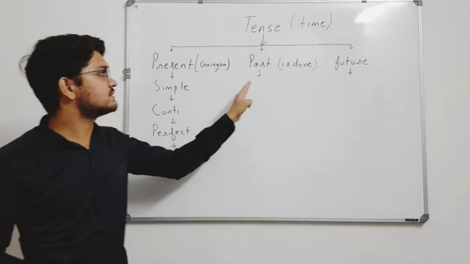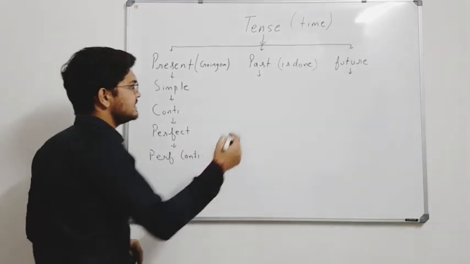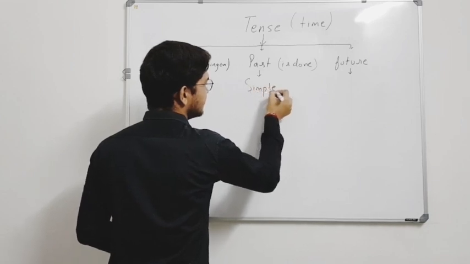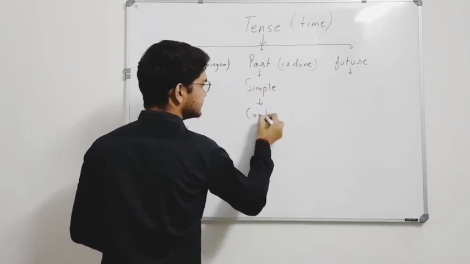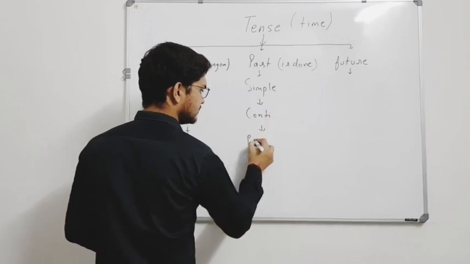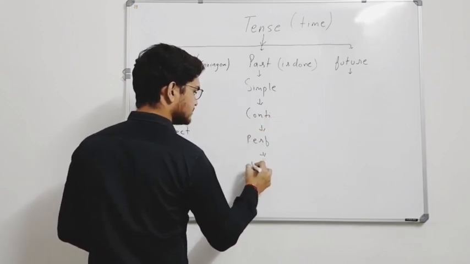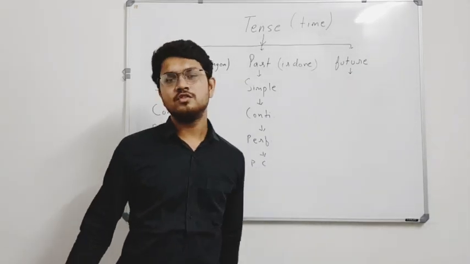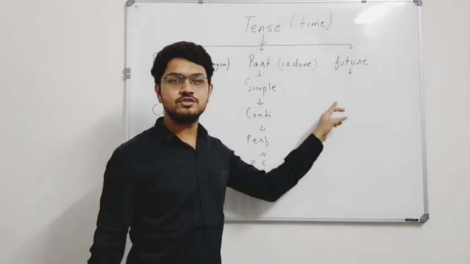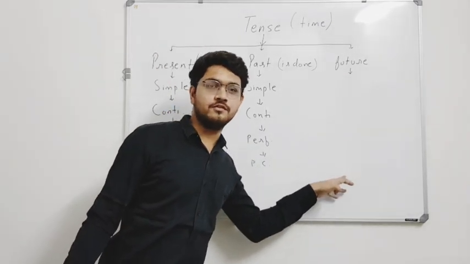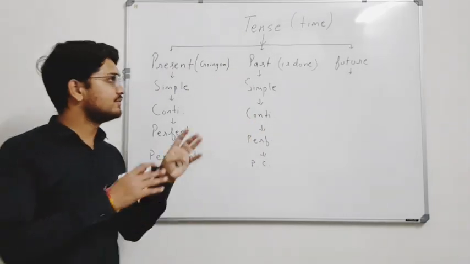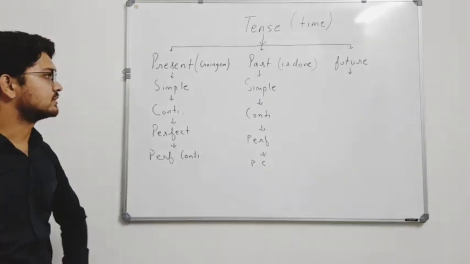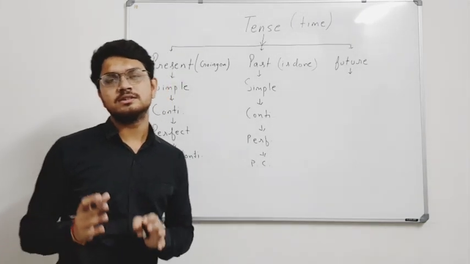Just like this we have in the past also, and that is we can see here, that is past simple, past continuous, and then past perfect, and then past perfect continuous. Just like this it will be the same in the future also, like future simple, future continuous, future perfect, and then future perfect continuous. So just like this you guys can see there are totally 12 tenses now we have to discuss about. Okay, we have 12 tenses to discuss about.